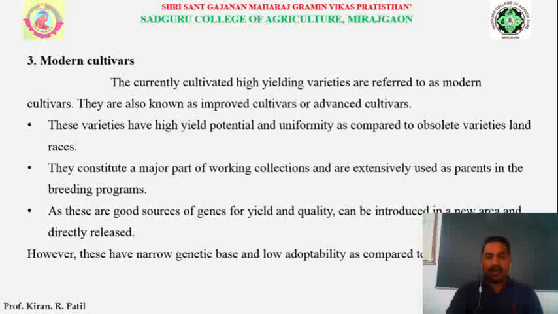It is a currently cultivated high yielding variety, means the varieties which the farmer is recently using in his field. Since these varieties are high yielding, they are referred to as modern cultivars. The varieties have high yield potential and also uniformity as compared to obsolete varieties and landraces. They constitute a major part of working collections and are extensively used as parent material in breeding programs. The modern cultivars are a good source of genes for yield and quality.